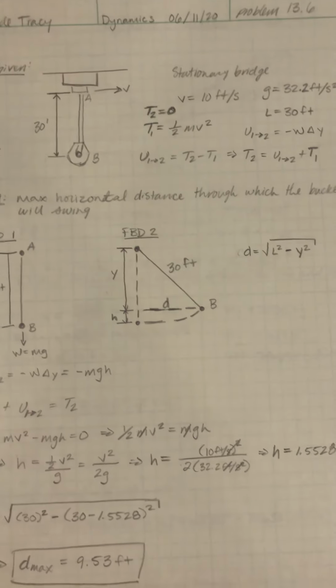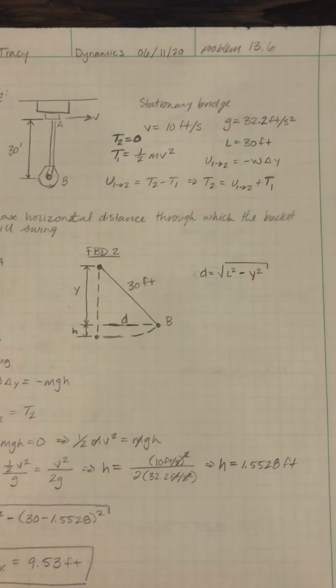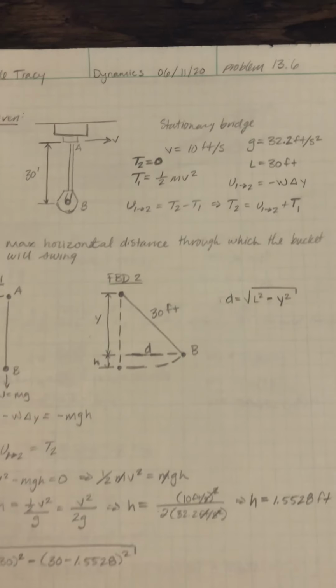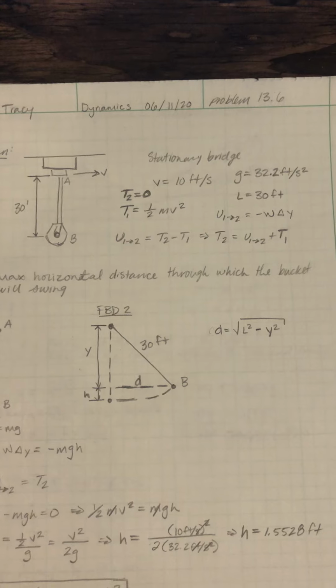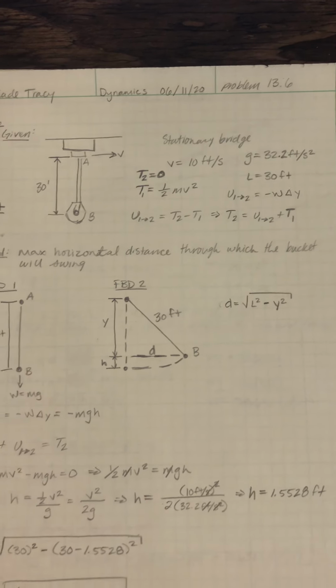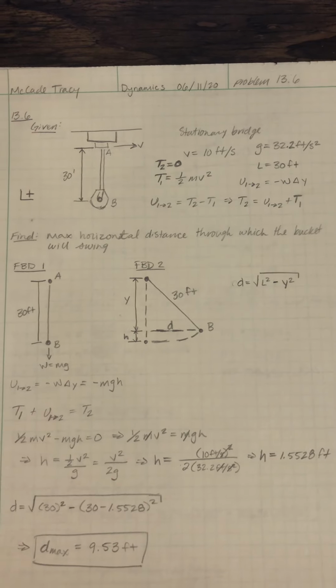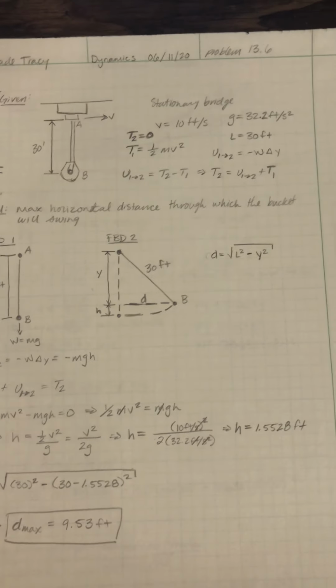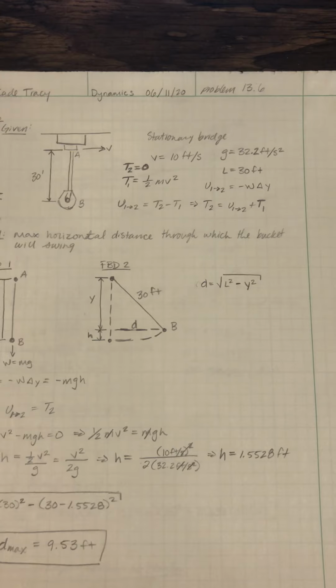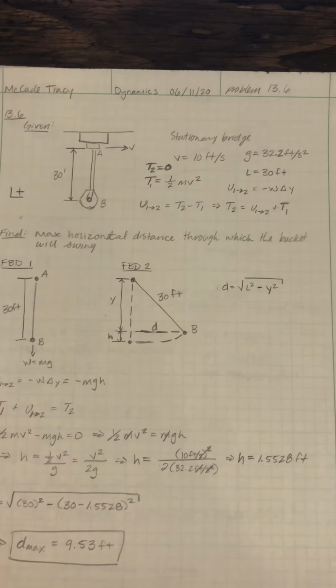30 feet. We're given certain values for the bucket as it is moving, and we're asked to find the max horizontal distance through which the bucket will swing if it ever comes to a stop.